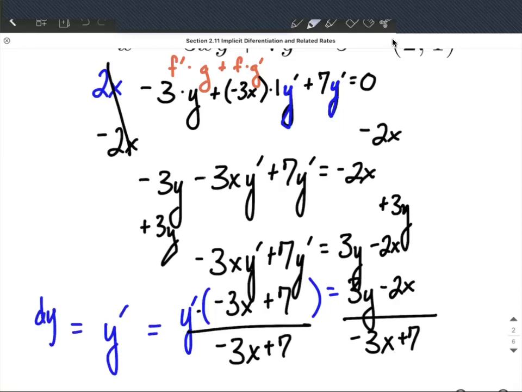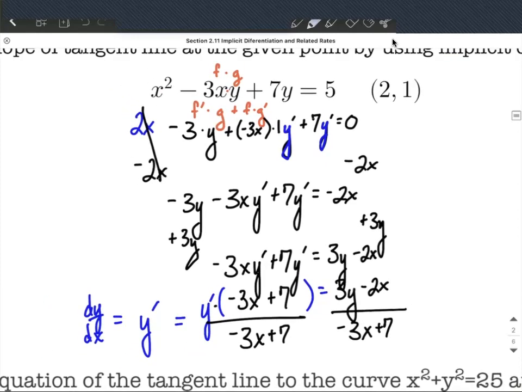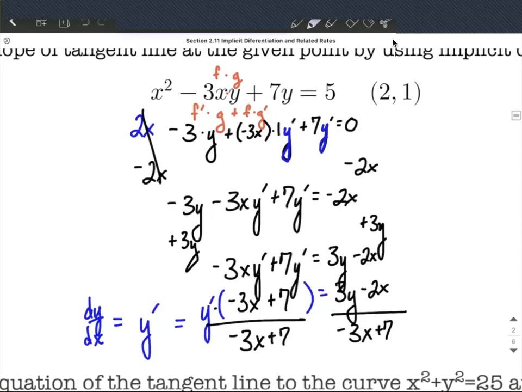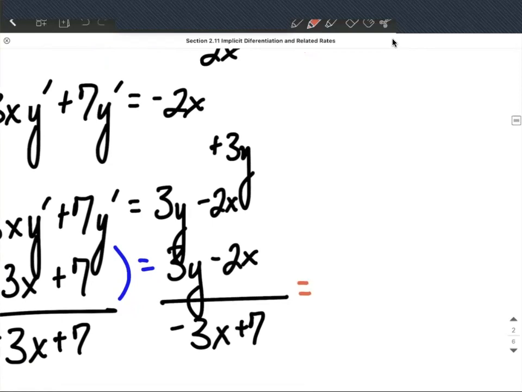Equivalently, we could use Leibniz notation, dy/dx, to indicate the derivative. That's how we can write out the formula for it. But in our specific example, we were told this point is where we care about the slope of the tangent line. So we found the derivative using implicit differentiation. Now we're going to use the x value of 2 and the y value of 1 and plug those into our formula.